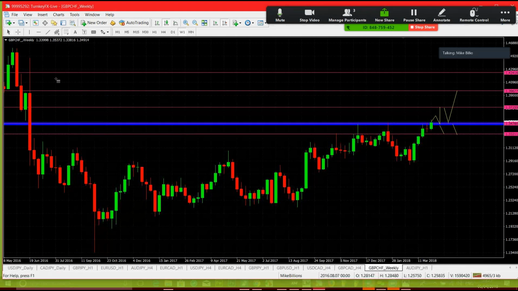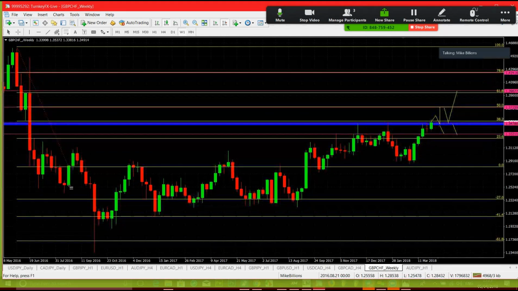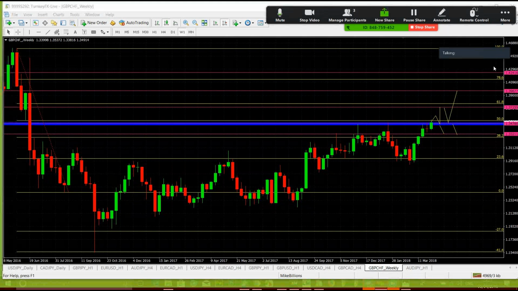So let's assume I saw this coming. This is my pullback, this is where my pullback went to. Let me take this out of the way. Okay, so this is where my A is, this is my B, and my C turned at this point.